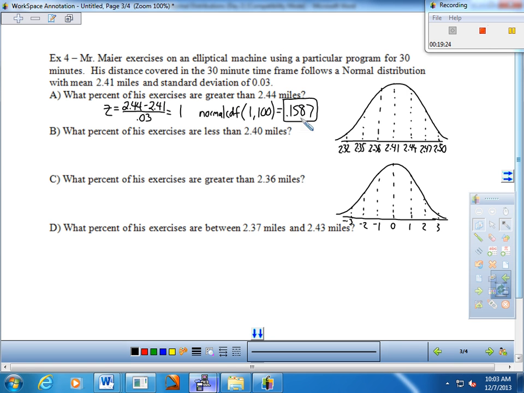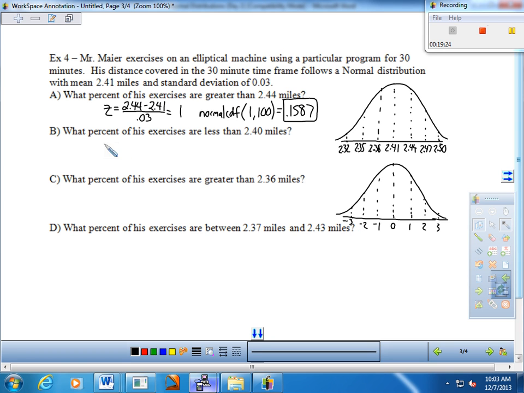All right, letter B. What percent of my exercises are less than 2.4 miles? So do you remember this one? Thinking about this yesterday, if I asked you less than 2.4 miles, would our 68, 95, 99.7 rule work for this? No, of course not. But I still want to go ahead and see if we can solve this mathematically, and that occurs by standardizing this. Where does this fit in terms of a z-score? And so now let's take a look at this.